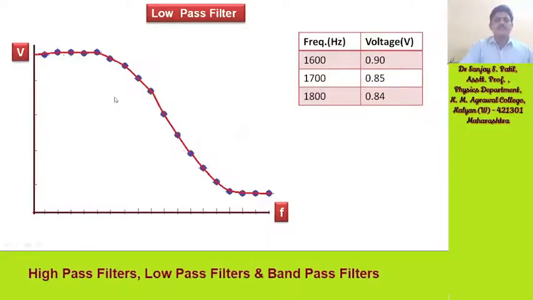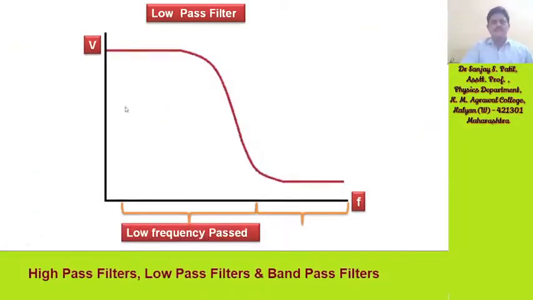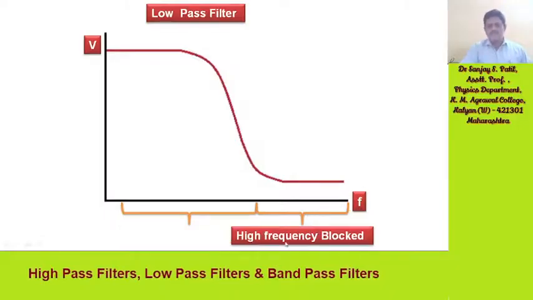Low frequency is being passed and high frequency is blocked. You can observe in this graph. Voltage versus frequency graph is plotted. Low frequency is passed while high frequency is blocked, and that is why it is called a low pass filter. A filter which will not allow high frequency is called a low pass filter, which will allow only low frequencies, and we will get output.